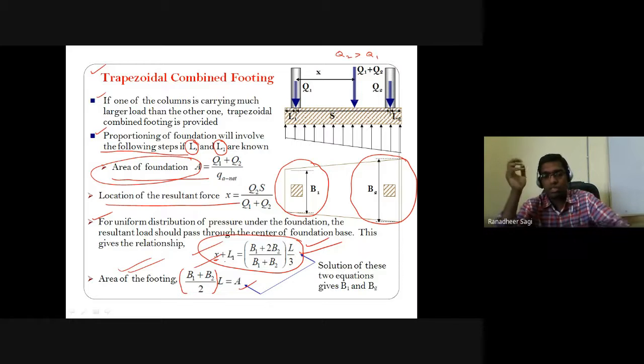Once the widths B1 and B2 are known, the length is already a fixed value, which you fixed based on the position of the columns for constructing the combined footing. So the length and width of the combined footing are known. That's how the geometry of the combined footing is proportioned in the case of a trapezoidal combined footing.